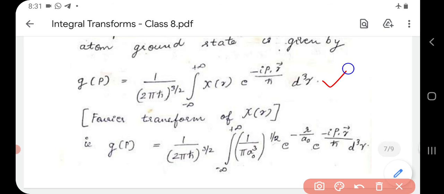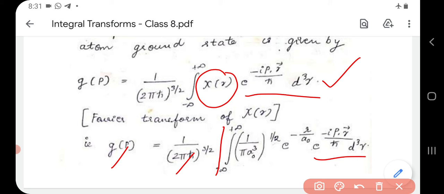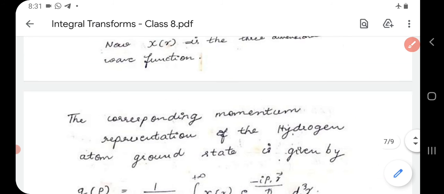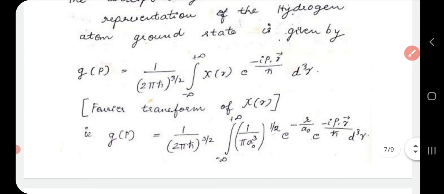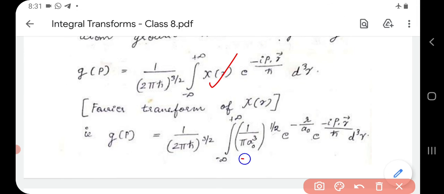This equation we have already written, so the same equation we are writing again. Now here, what is your chi of r? Here everything is written as such. Minus infinity to plus infinity is also the same. This is also kept as such. Now your chi of r is this one, right? So substitute that value of chi of r here, and you will get it like this.